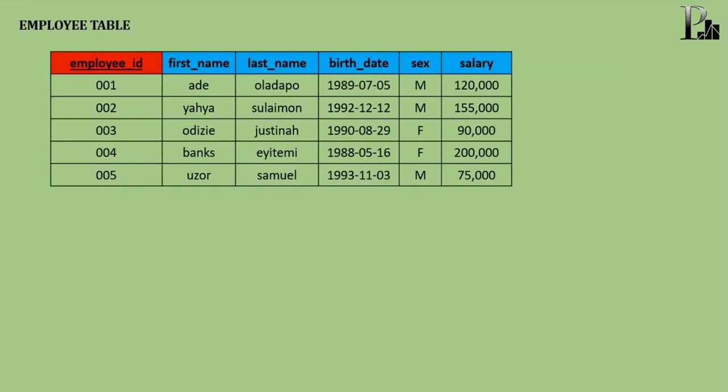The person with employee ID 001 is Ade Oladapo. The person with employee ID 004 is Banks Eyitemi. If you look at this primary key very well, what we use it for inside this table is that they identify each row and they do it uniquely. But if you look at it, we can't really use this employee ID for anything in the real world. For example, if you work in a company and your employee number for the company is maybe 101, 101 doesn't really have any use case in the real world.